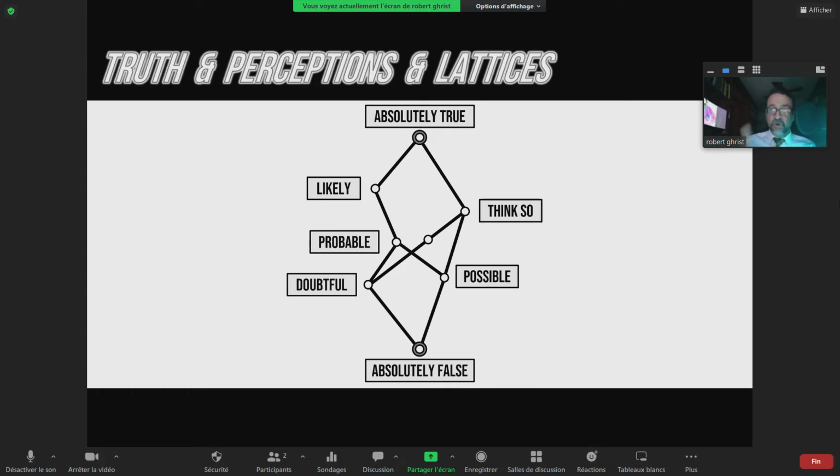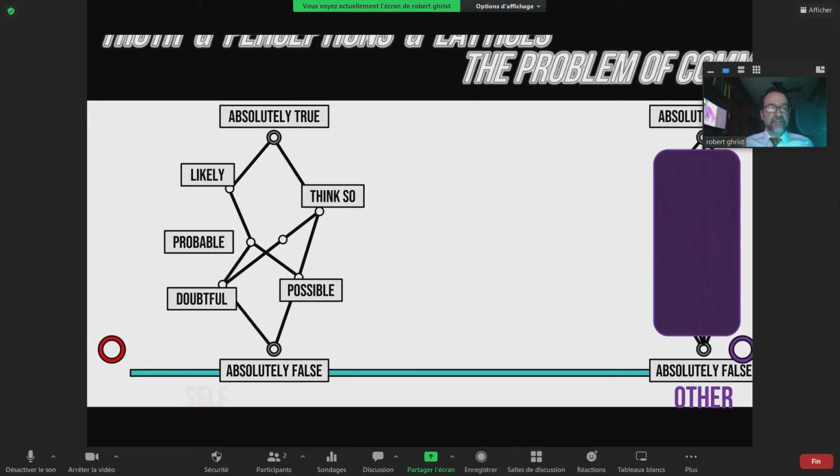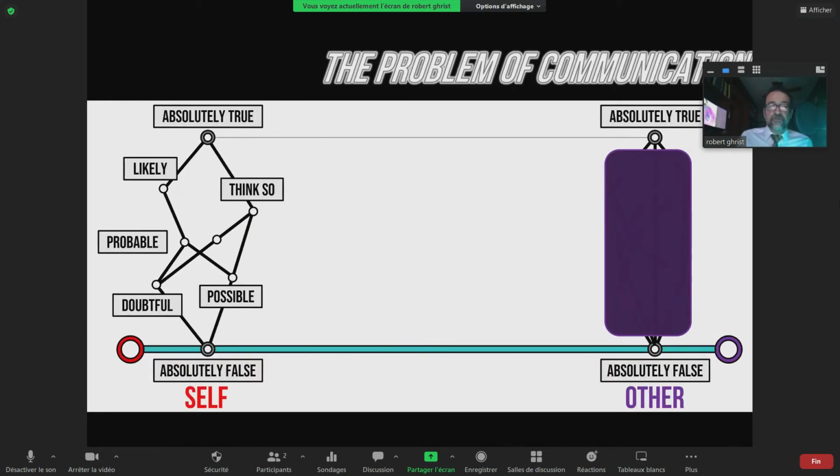However, we have this problem of individuation. That is, I have my internal structure for how I grade different notions of truth versus falsehood, and you have your internal structure that I can't see. I don't know what your internal structure is. The only thing I know is what you tell me, and the only thing that you know is what I tell you.